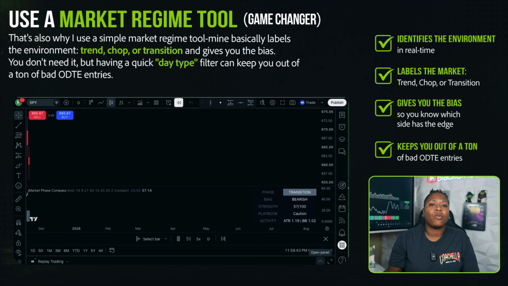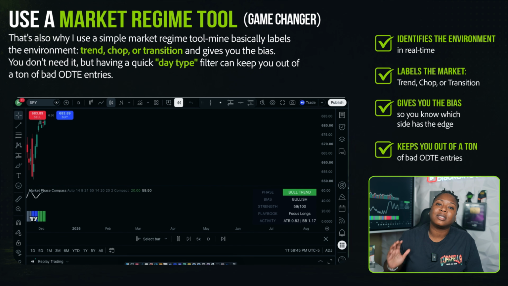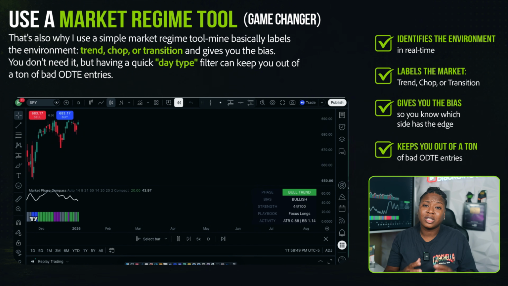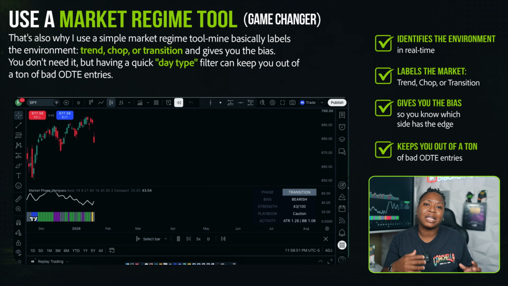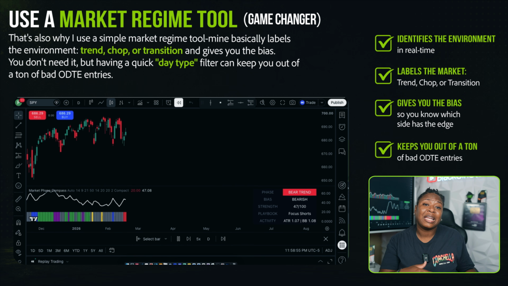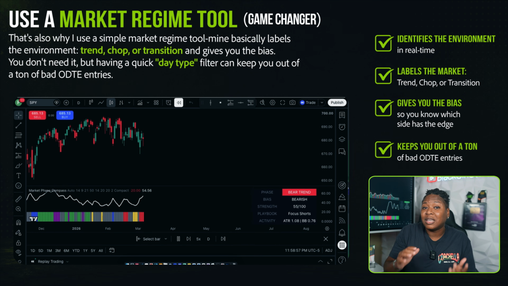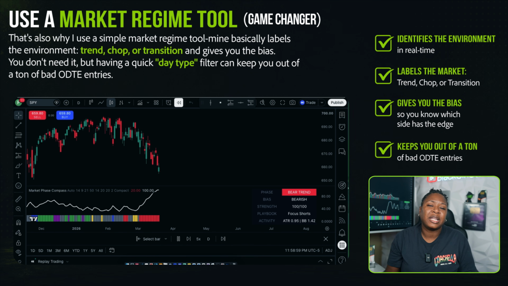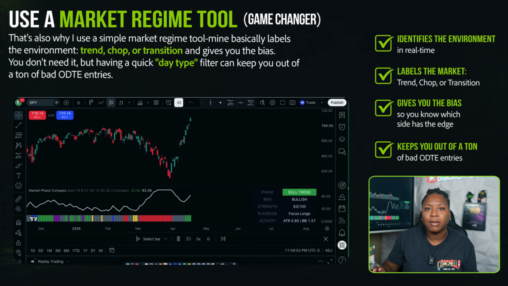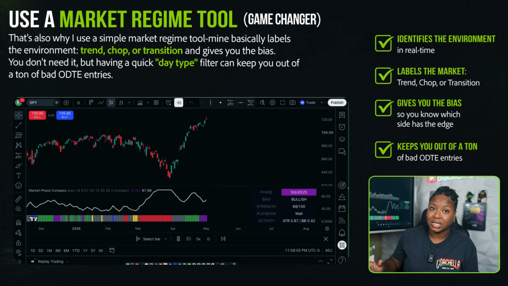And that's also why I love to use this simple market regime tool. Okay, we talked about it in the last video. And so this custom indicator that I built basically labels the environment, trend, chop, or transition, and it gives you the bias. It's not necessary, you don't have to have it, but it's really good for having a quick day type filter that can keep you out of a lot of bad zero DTE entries.